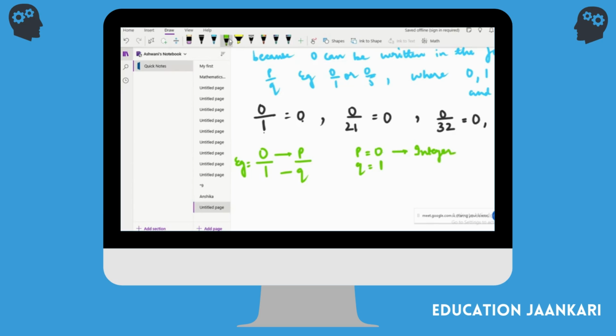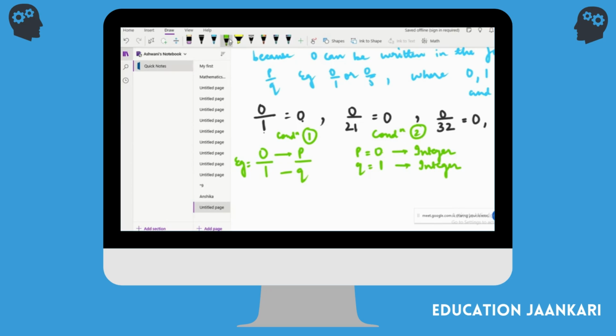This 0 is an integer or not? Yes, it is. Very good. 1 is an integer or not? It is. Okay, integer. Our condition 1 is satisfied. This is our condition 1. The number should be in the form of p upon q, right? This is satisfied. Second condition is that p and q should be integers. Satisfied.